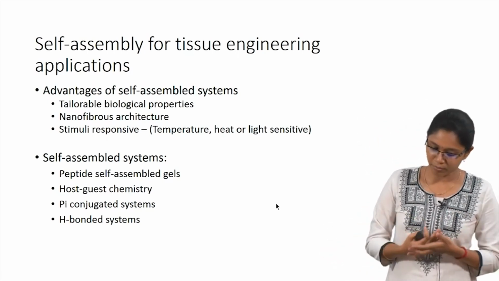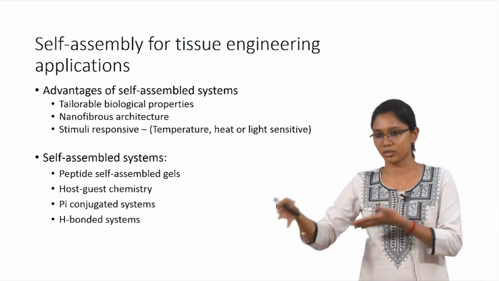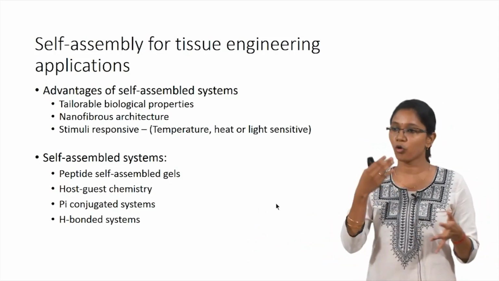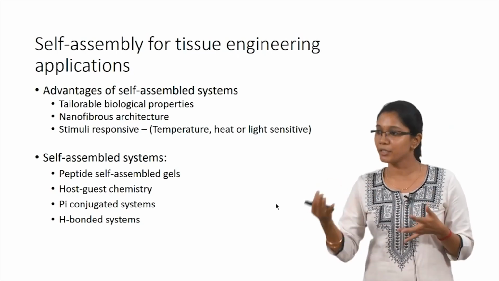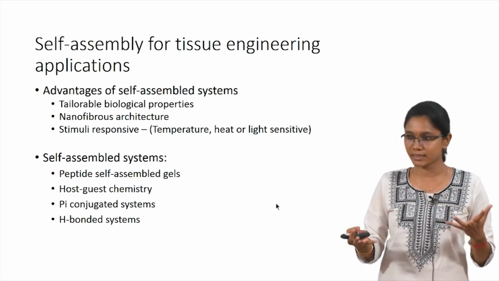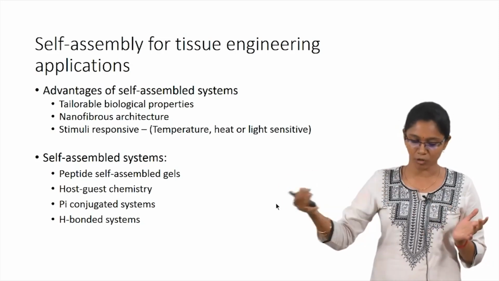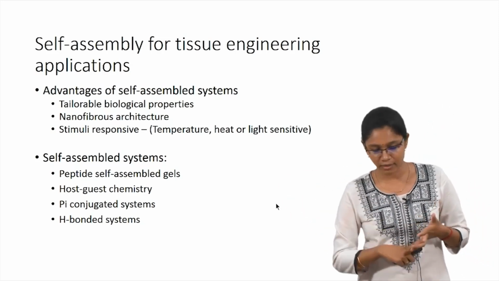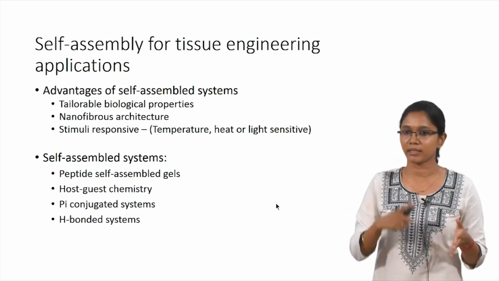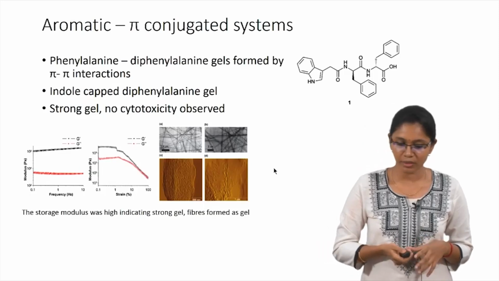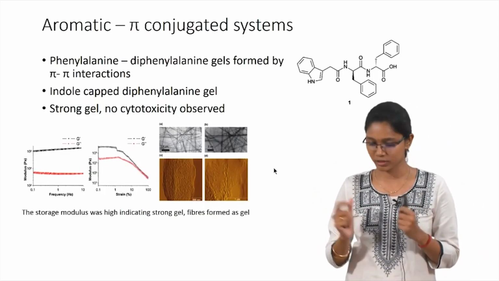Then we will be talking about self-assembled systems for tissue engineering applications: the peptide self-assembled systems, the host-guest chemistry molecules that are being used. I am just giving you some examples. There are a lot of literature reports which currently discuss all these systems, and then the pi-conjugated systems and the hydrogen-bonded systems. The first one we will talk about is an aromatic pi-conjugated system.